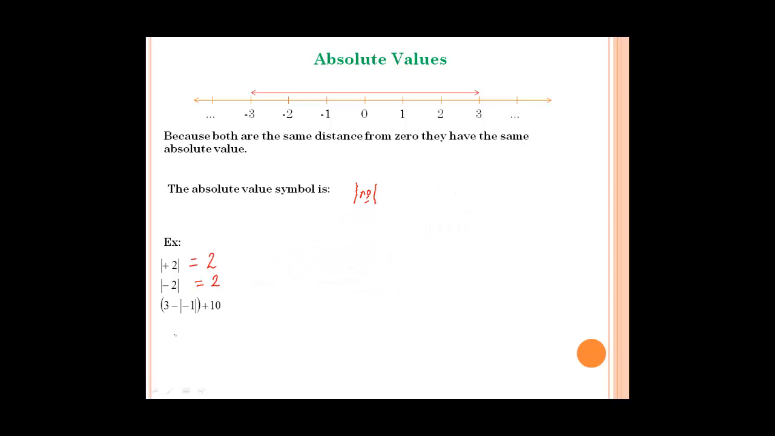Now let's have a look into this one. 3, take away negative 2, that means 1 unit to the left. And we ignore left, we say 1 unit. Plus 10. 3 take away 1 is 2, adding 10 is equal to 12.